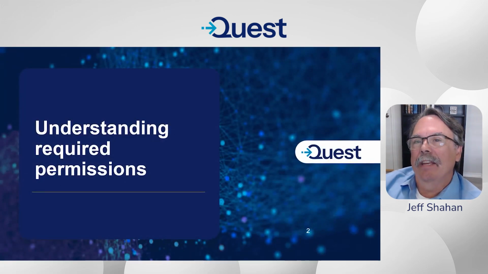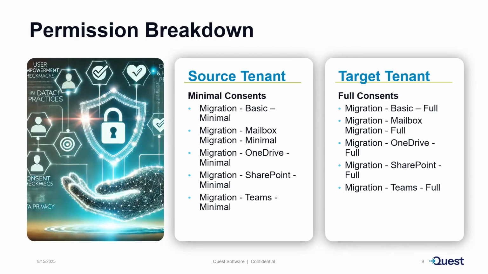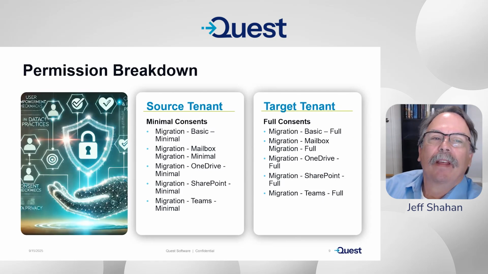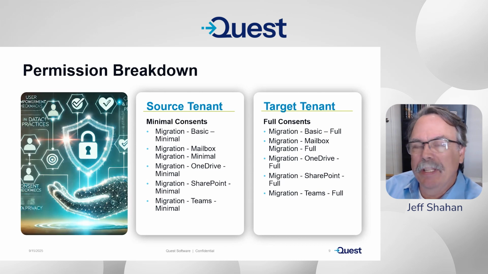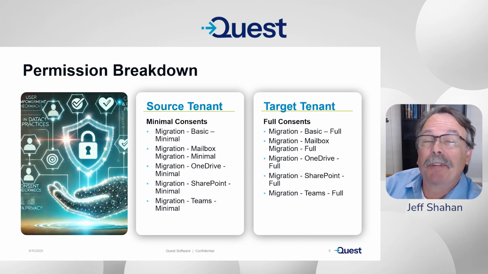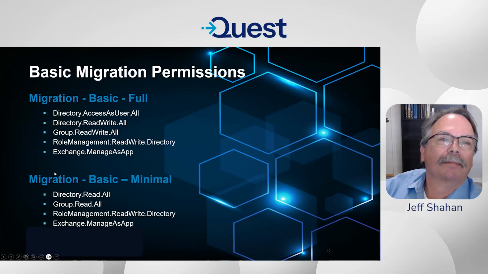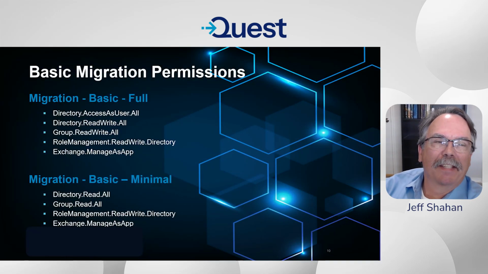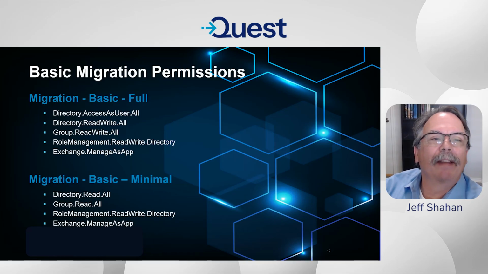So let's dig into the permissions. To break the consents down, in the source tenant, we use minimal consents. They're primarily read for all operations, with the exception of a few, and I'll point those out as we dig through it. For the target tenant, those are primarily read-write permissions for all of those consents. The basic consent has basic full directory, read as a user, read write. As you can see, everything's read write.